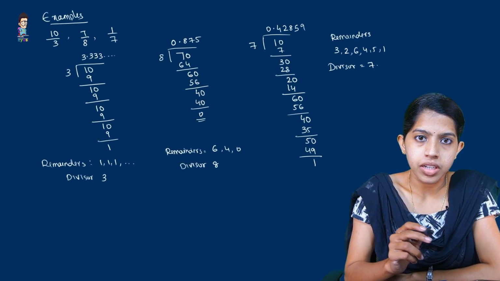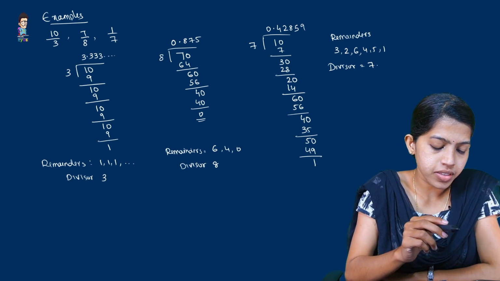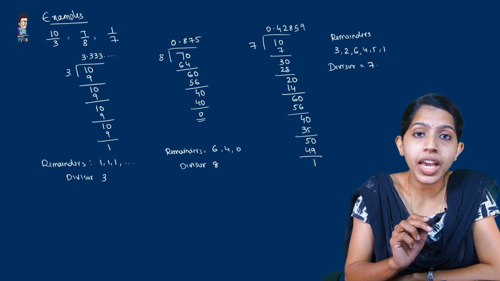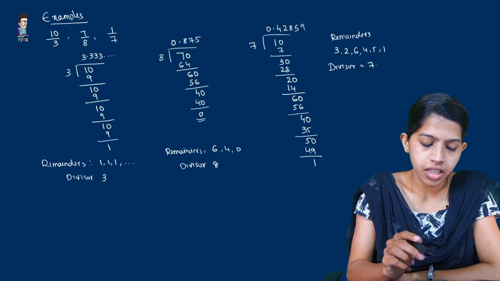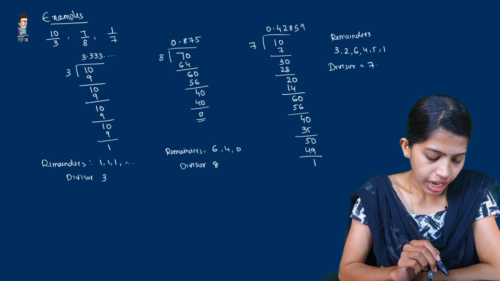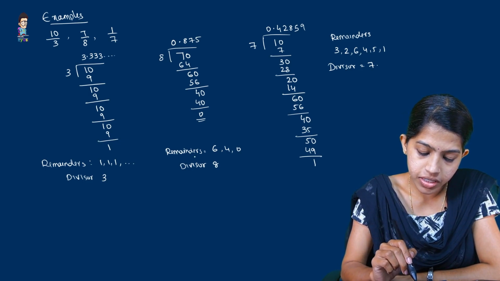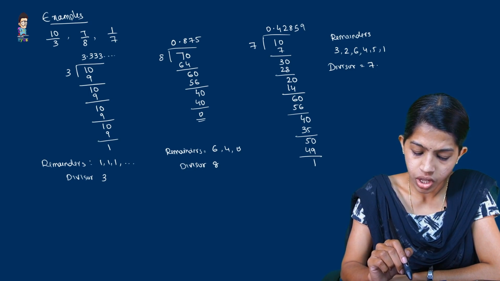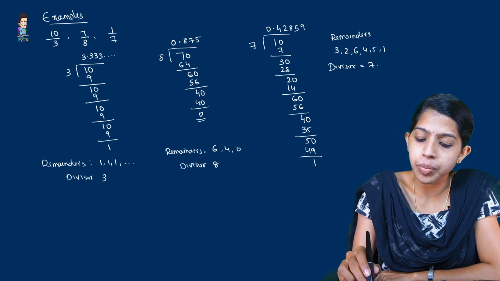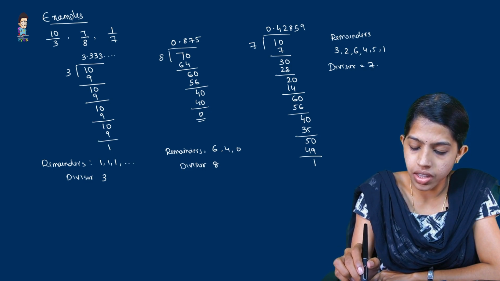Consider an example. Here, we are going to find the decimal expansions of the numbers 10 by 3, 7 by 8 and 1 by 7 and pay attention to the remainders. In the first case, the remainders are 1, 1, 1 and the divisor is 3. In the second case, the remainders are 6, 4 and 0 and the divisor is 8. In the last case, the remainders are 3, 2, 6, 4, 5, 1 and the divisor is 7.